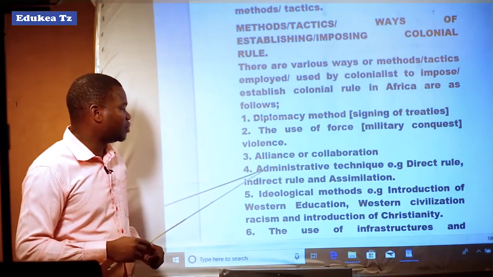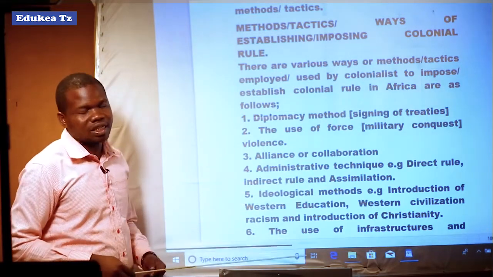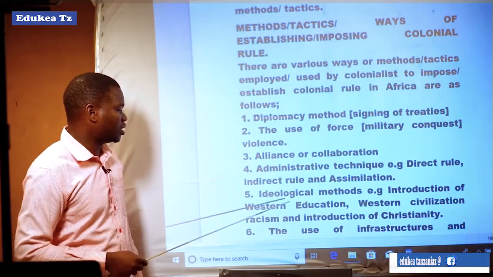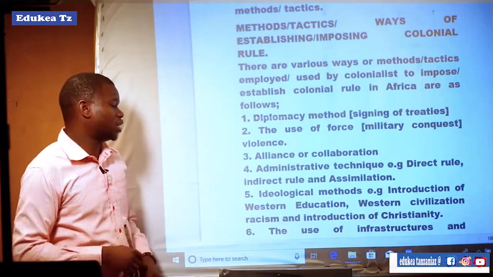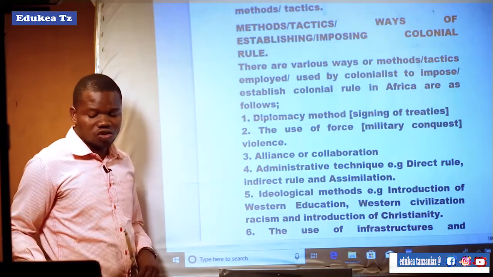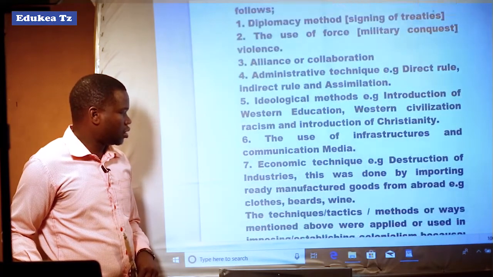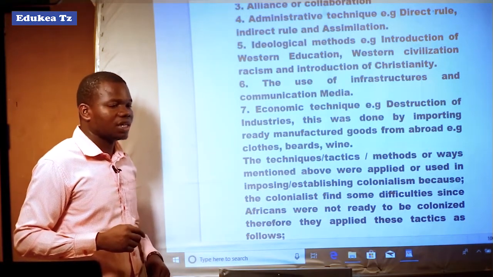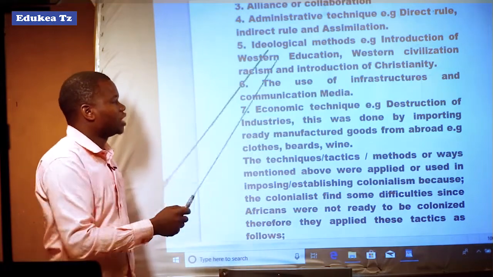Another system was the administrative technique, for example through direct rule, indirect rule, and the assimilation policy. The other method was the ideological method, for example the introduction of Western education, Western civilization, racism, and Christianity. Colonialists introduced all this in order to establish and control African colonies. Another method was the use of infrastructure and communication media, where colonialists favored their own interests in terms of infrastructure and communication media.